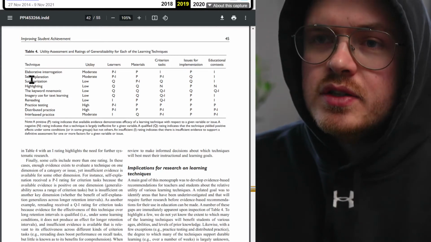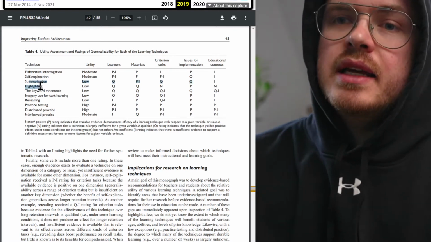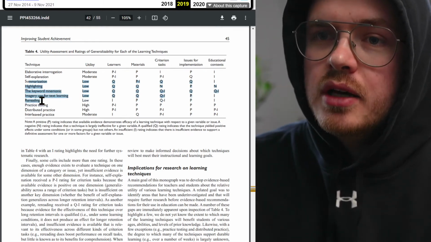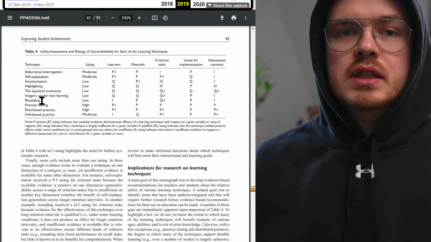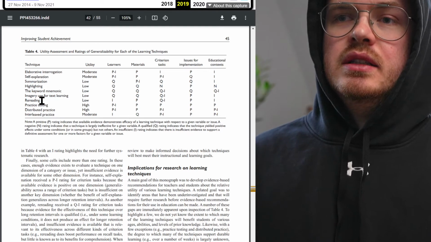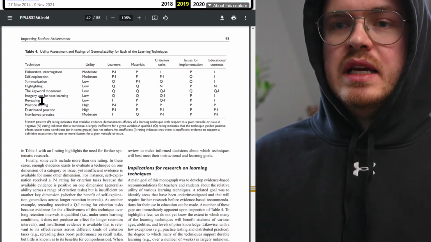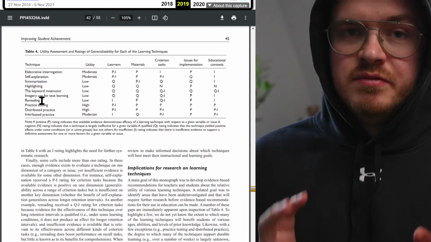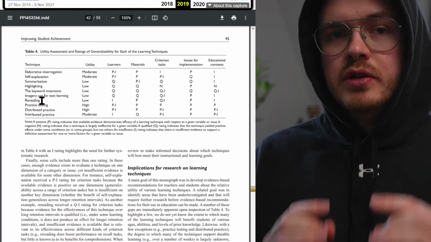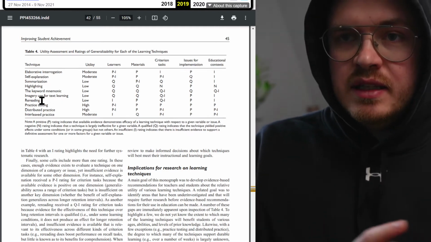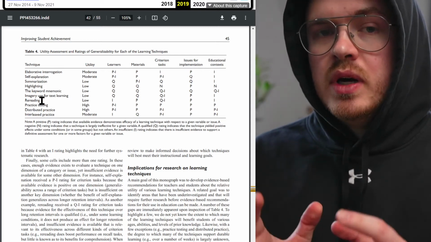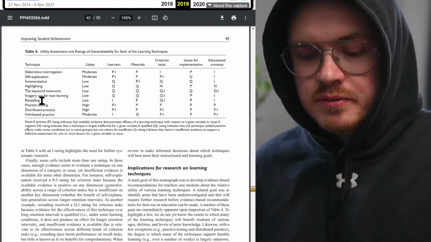And then you have some other ones. So summarization, low. Highlighting, low. Keyword mnemonic, low. Imagery use, low. Rereading, low. So it's actually a bit more complicated than this, because these are called learning techniques, but they're kind of put into the context of memorization techniques. And I think these kinds of things are useful when they're earlier in the pipeline of distilling things down into what is the stuff that I actually need to memorize. And then when it's memorized, storing it.